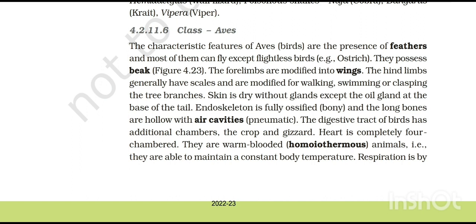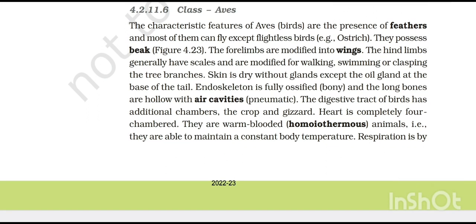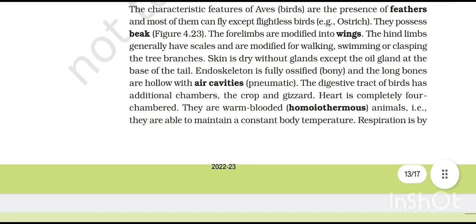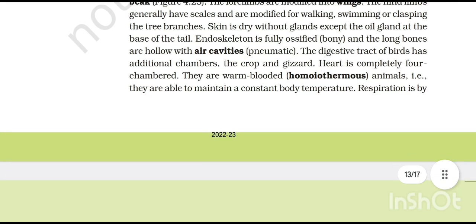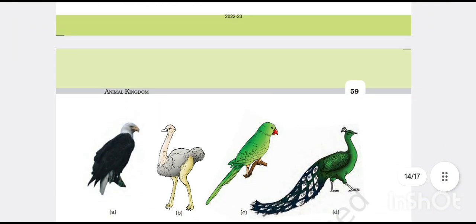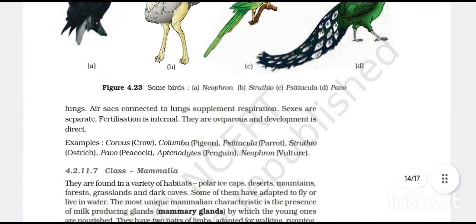Endoskeleton is fully ossified, that means bony, and long bones are hollow with air cavities called pneumatic bones. The digestive tract of birds has additional chambers, the crop and gizzard. Heart is four chambered. They are warm blooded, that is homeotherms, that means they are able to maintain a constant body temperature. Respiration is by the lungs, and air sacs connected to lungs supplement respiration.